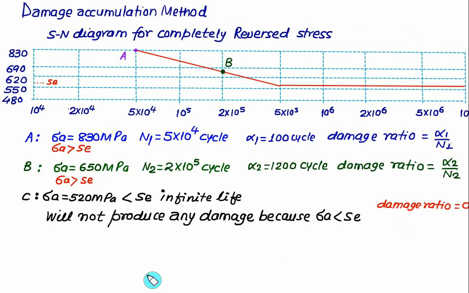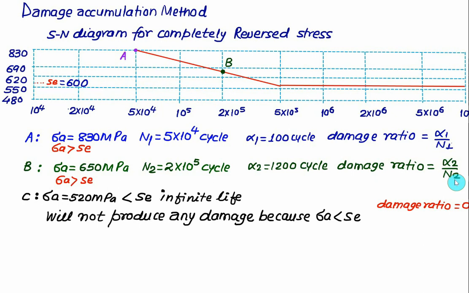So again, repeating: if we consider the point A and we have endurance strength equal to 600, now you have to check the amplitude stress. If the amplitude stress is more than the endurance strength, in that case we have a finite life. Suppose on the graph we read this value n1 equal to 5 into 10 to the power 4, and this specimen is operated for alpha 1 number of cycles, then the damage ratio we can calculate as alpha 1 by n1. Secondly, if the same component has an alternating stress equal to 650 operated for 1200 cycles, then we have damage ratio equal to alpha 2 by n2.